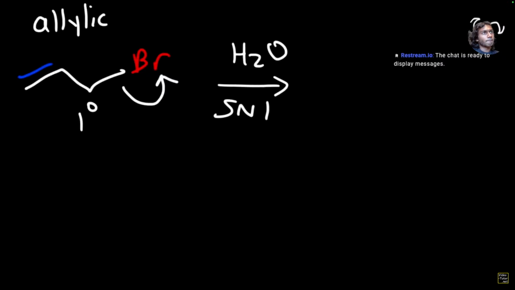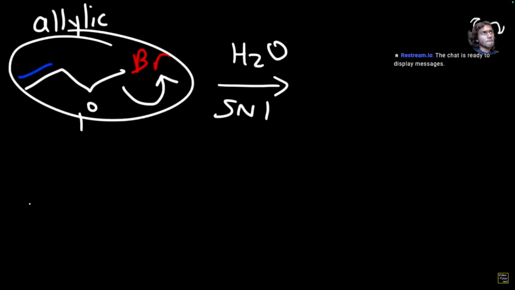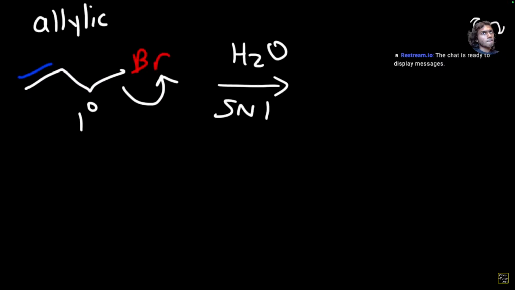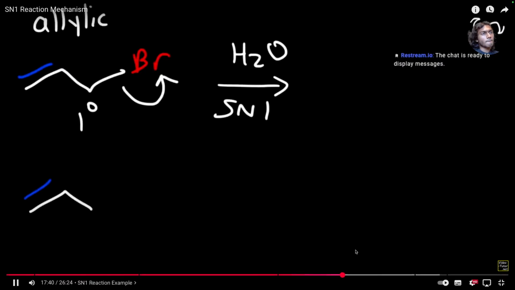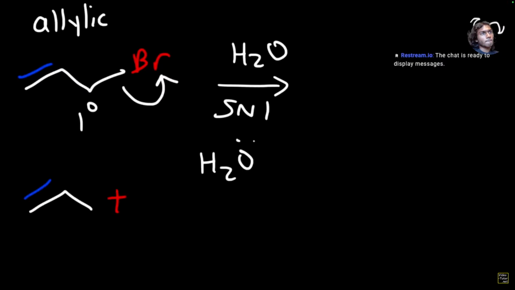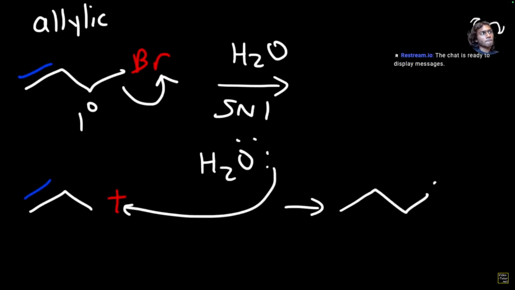Now, it's important to understand that the primary allylic alkyl halide can also undergo an SN2 reaction, because this alkyl halide is not sterically hindered, so both the SN1 and the SN2 reaction can work with it. But let's focus on the SN1 product. Once the bromine atom leaves, we are going to get a primary allylic carbocation. And then water is going to attack the carbocation, giving us an intermediate that looks like this.